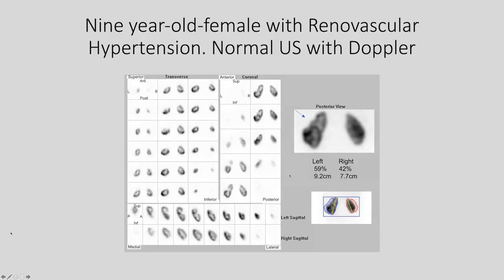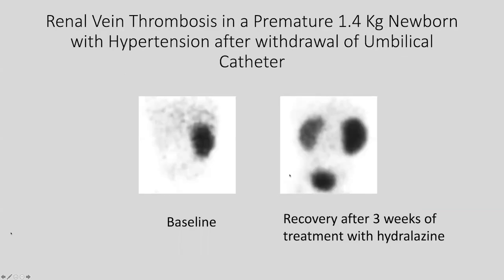seen on the slices. A patient here is a premature 1.5 kilogram newborn who developed hypertension after the withdrawal of an umbilical catheter. And on the baseline DMSA, you can see no evidence of uptake in the left kidney. And after treatment with hydroxyzine, you can see there's recovery of function on that side, and this patient's hypertension became less so.